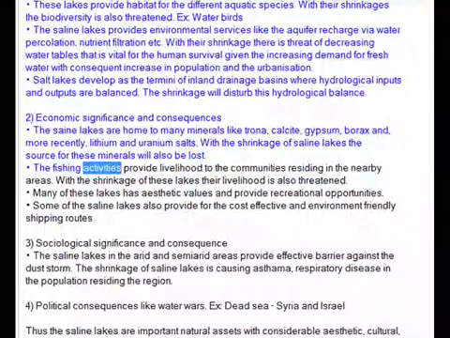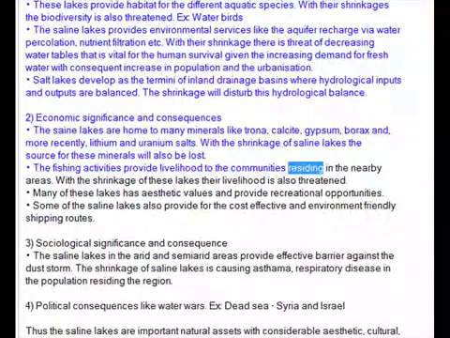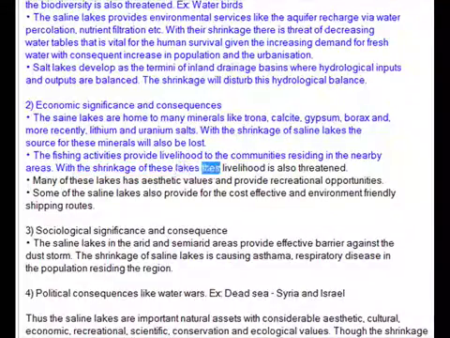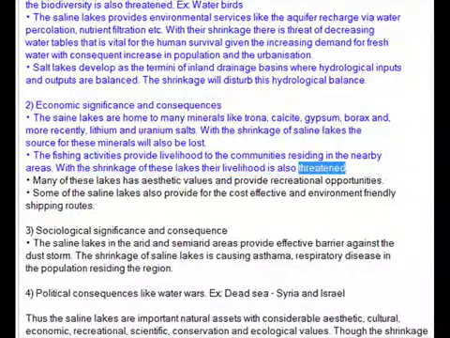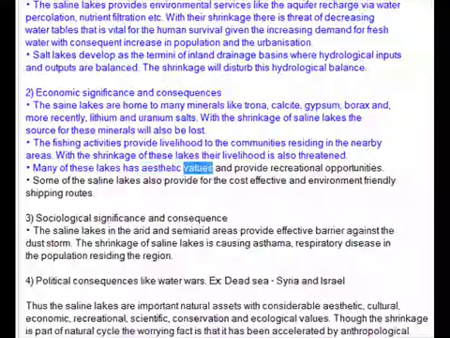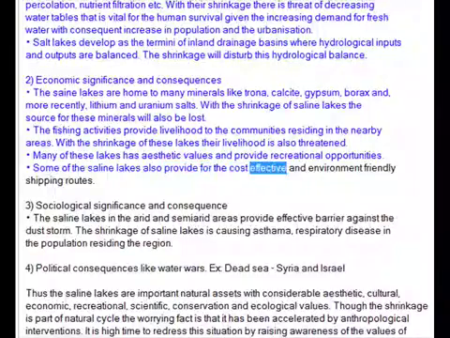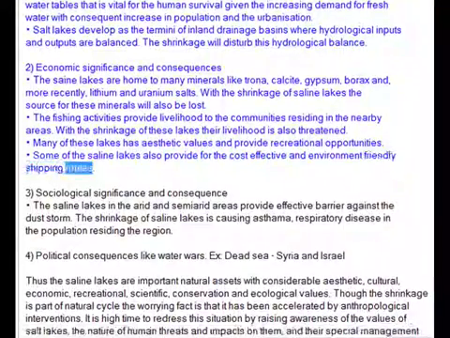The fishing activities provide livelihood to the communities residing in the nearby areas. With the shrinkage of these lakes, their livelihood is also threatened. Many of these lakes have aesthetic values and provide recreational opportunities. Some of the saline lakes also provide cost-effective and environment-friendly shipping routes.